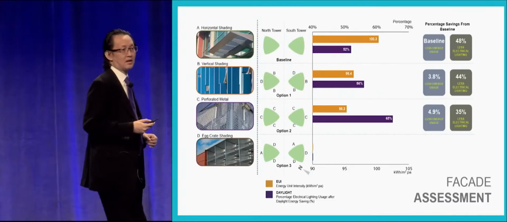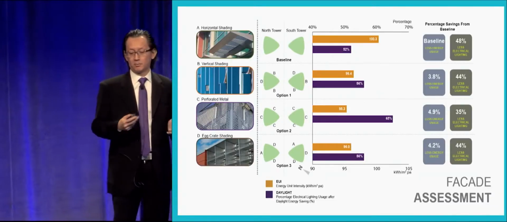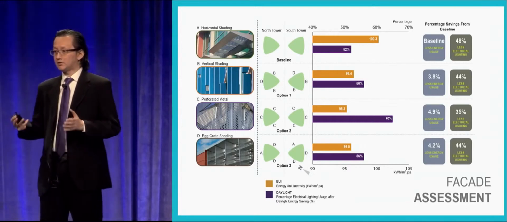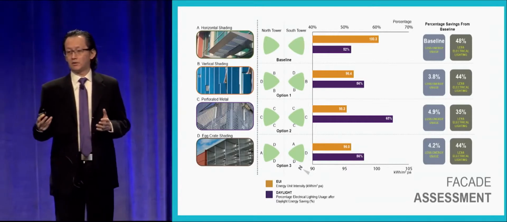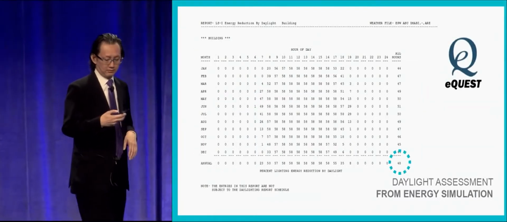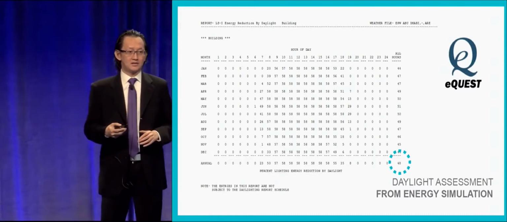Our preferred option is actually the last one, where we balance both. In terms of energy, we're not the best one, but we still get a lot of daylight and view for the building. In EQuest, our typical result is from LS-I.